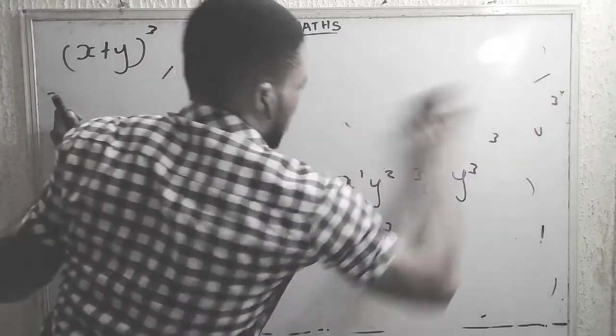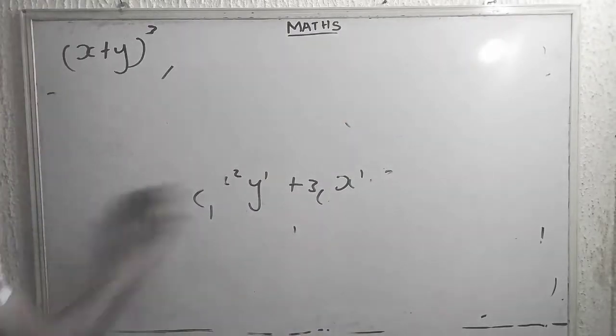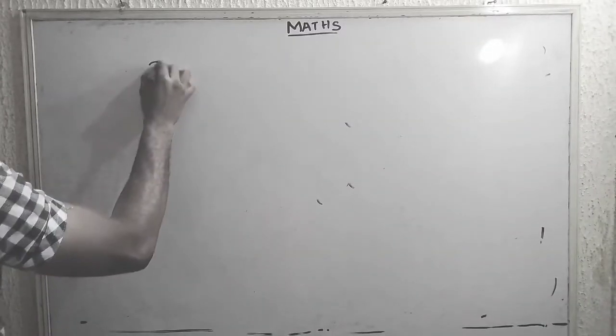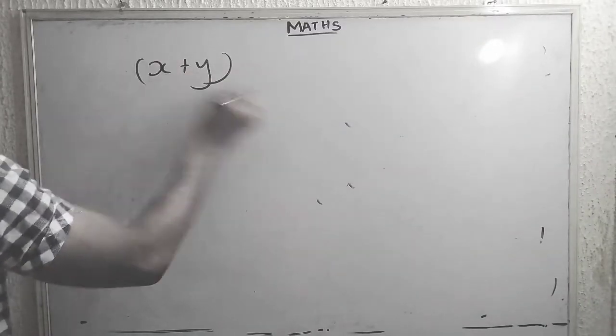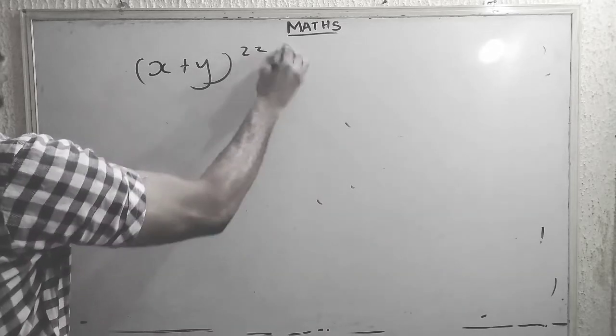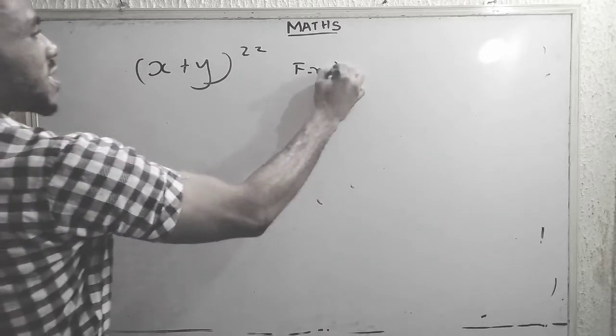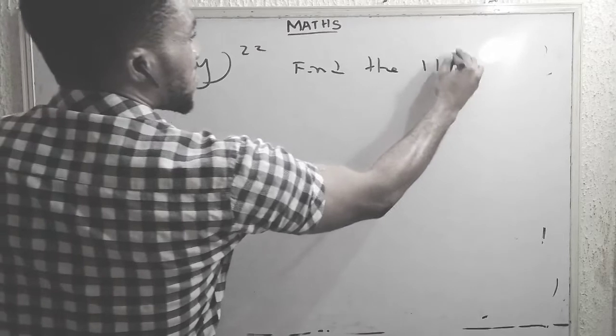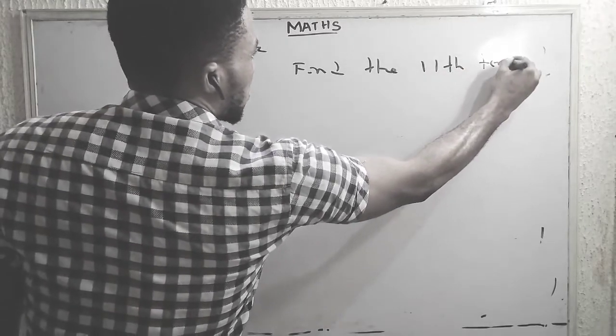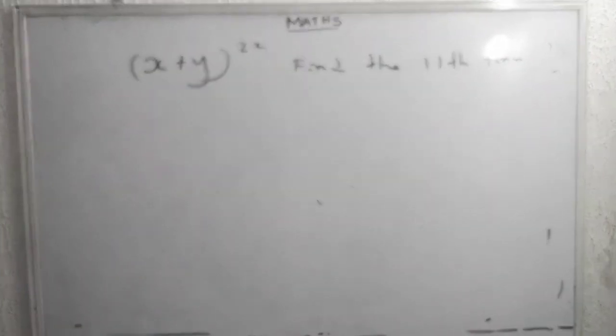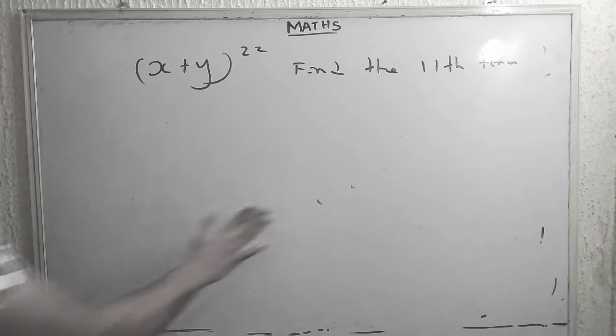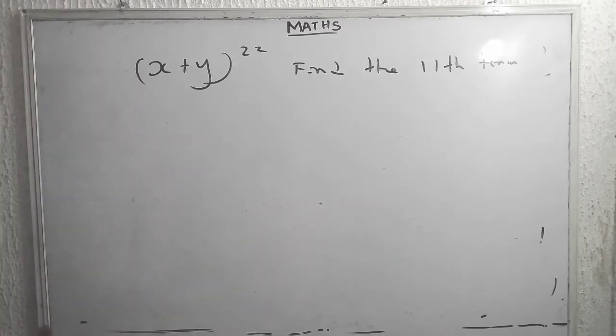Let's take a good look at this example now. If you were given something of this nature, (x + y) raised to power 22, and the question says, find the 11th term only. Only the 11th term. Don't expand. Now, how do you solve such a question? You don't have to expand it. Just the 11th term is what you need.